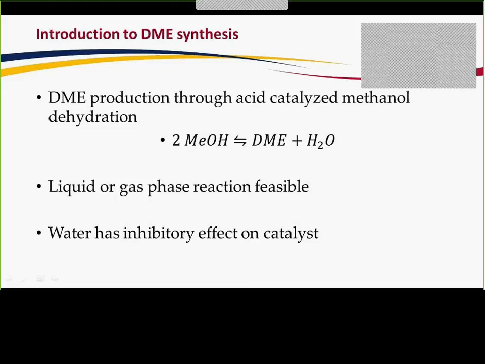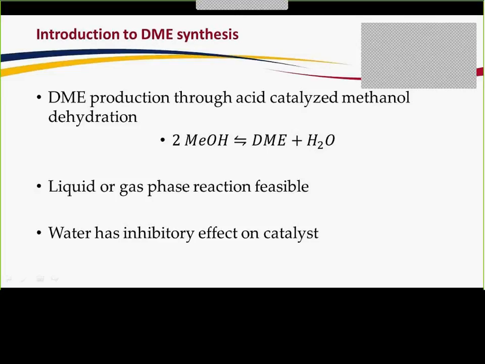What this means is that the reaction takes place on the surface of the catalyst when the methanol adsorbs to the catalyst. But the problem is that water can have this same interaction with the catalyst. It can bind to the catalyst, preventing methanol from being able to bind. And that therefore decreases the kinetics of our reaction.